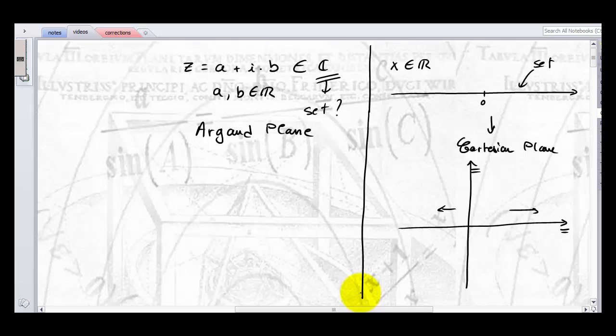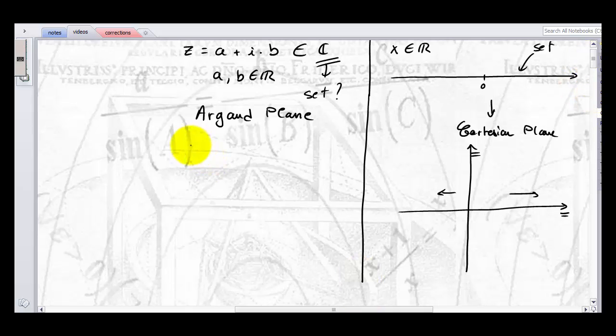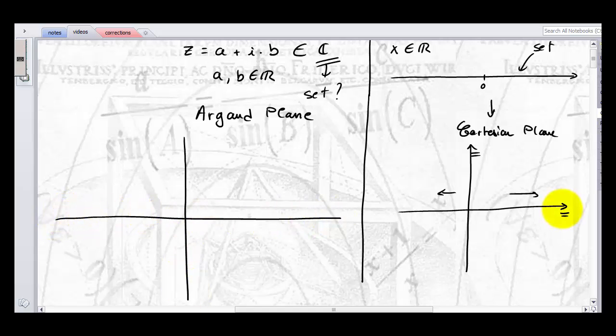The Argand plane looks like it's an intersection of two lines, and I guess it is, but do not confuse it with the Cartesian plane. There's only one real line, and it's this axis right here. This is the real axis. And so we know what to find on the real axis: 1, 2, -1, and actually all the real numbers, including all the irrational ones.